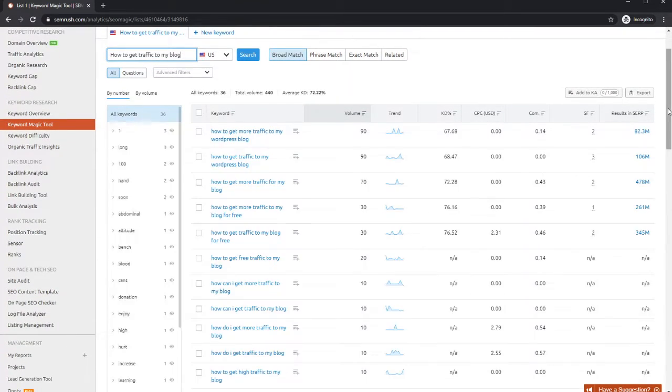So as you can see, we're loading, we're checking. Okay, so as you can see, there are 90 people who search up how to get traffic to my WordPress blog, how to get more traffic for my blog, how to get more traffic for my blog for free. As you can see, that's 90, 90, 70, 30.